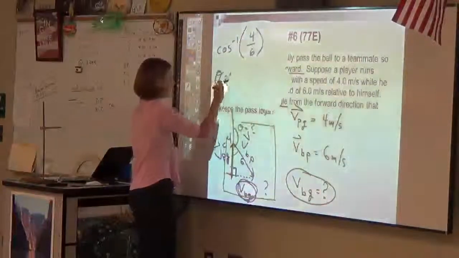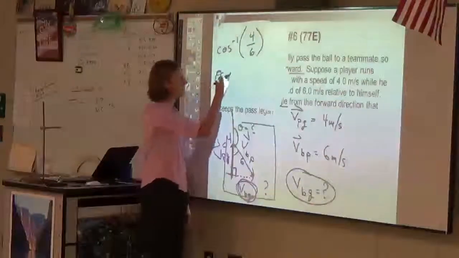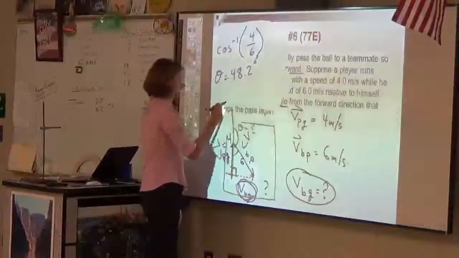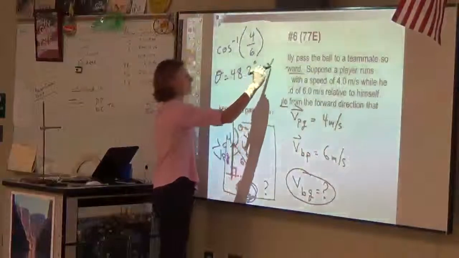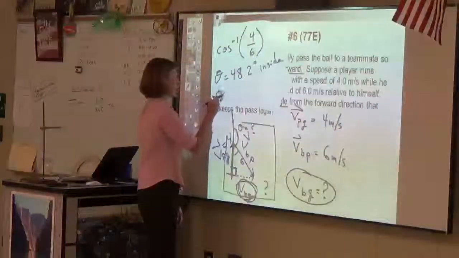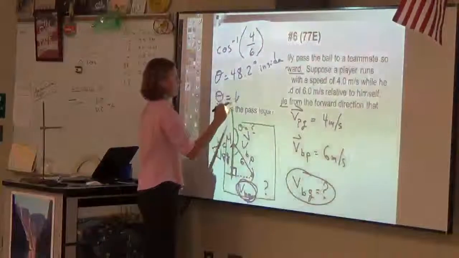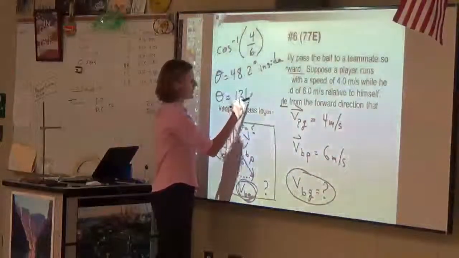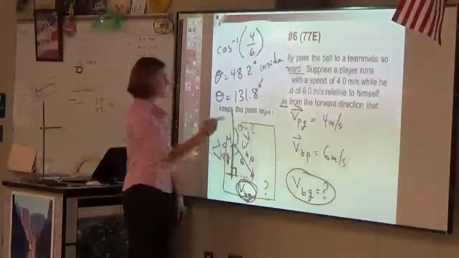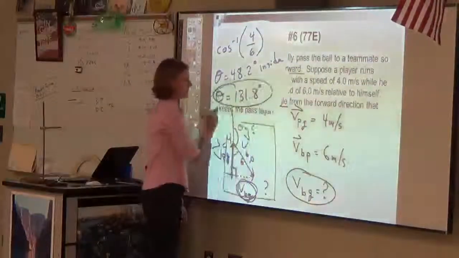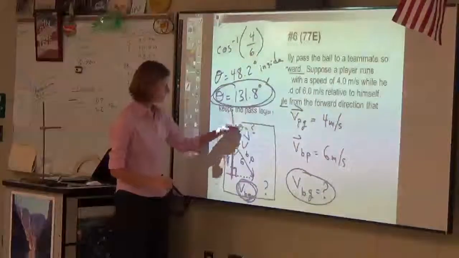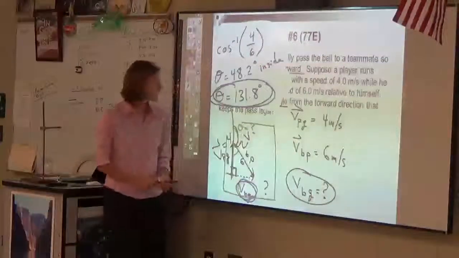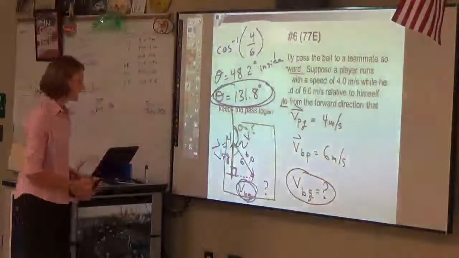So that's the inside angle, but that's going to be what? The inside angle is 48.2. But actually the angle they're looking for is 131.8. Okay, so that adds up to 180. But this was the answer in the book. That's the angle from the forward direction. Ta-da.